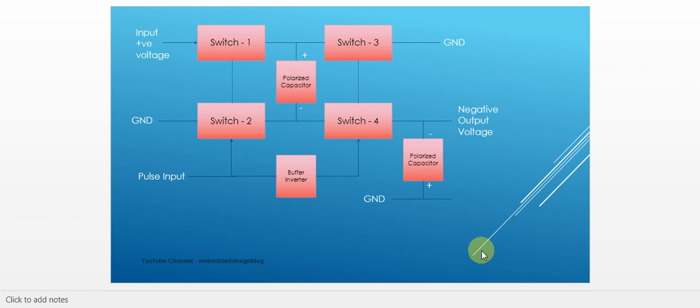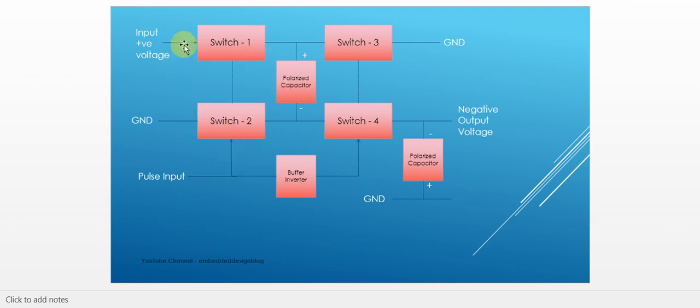So here, this is the basic structure of the flying capacitor voltage converter. There is a capacitor involved here, which gets charged and discharged. This specific circuitry is called a flying capacitor, and because it converts voltage from positive to negative, it is called a voltage converter. In the construction of this circuitry, there are two switches at the input, switch 1 and switch 2.